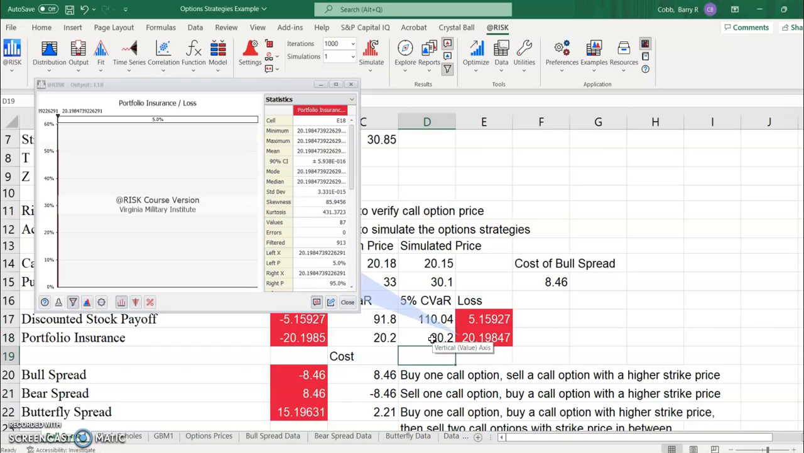So this is a good way to illustrate how the portfolio insurance strategy eliminates the losses. We already looked at the upside of the portfolio insurance strategy, and there's not quite as high an upside as owning the share of stock, but it can be insurance against very large decreases.